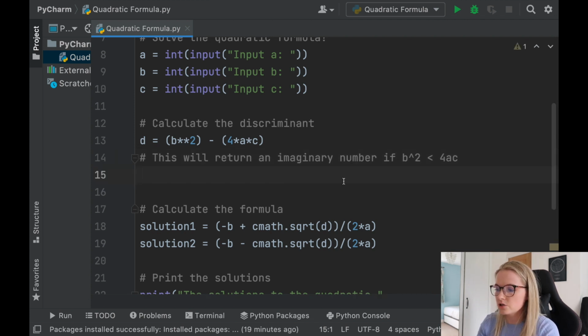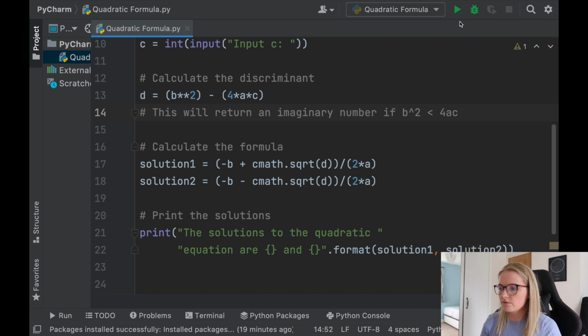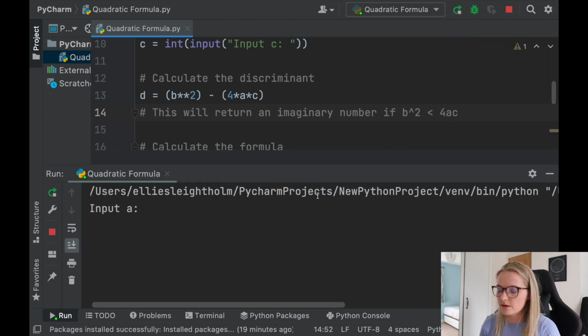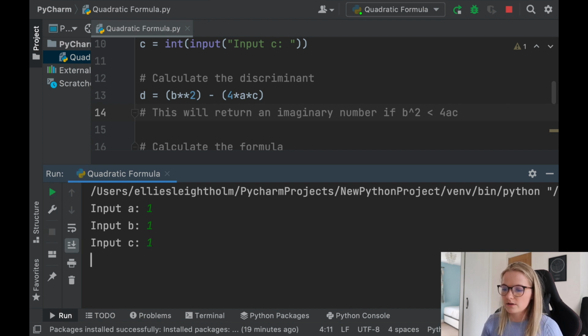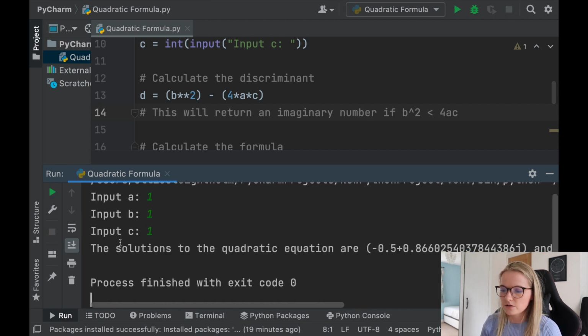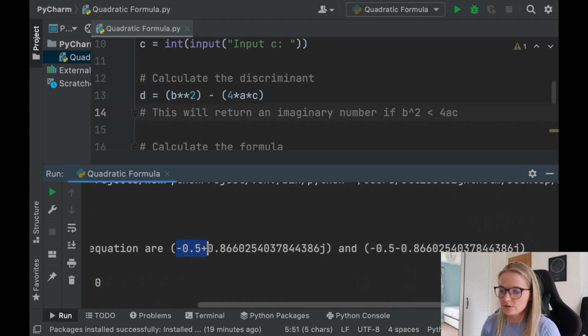So let's try to find some numbers that will be less than. Let's say b is 1. So 1 will definitely be less than 4. And let's say A and C are 1. So let's do all of them 1, 1, 1, and see what happens. So input A, 1, input B is 1, input C is 1. Let's see what happens. Okay, so it tells us the solutions to the quadratic equation are minus 5 plus this decimal number here, j. So that's imaginary.